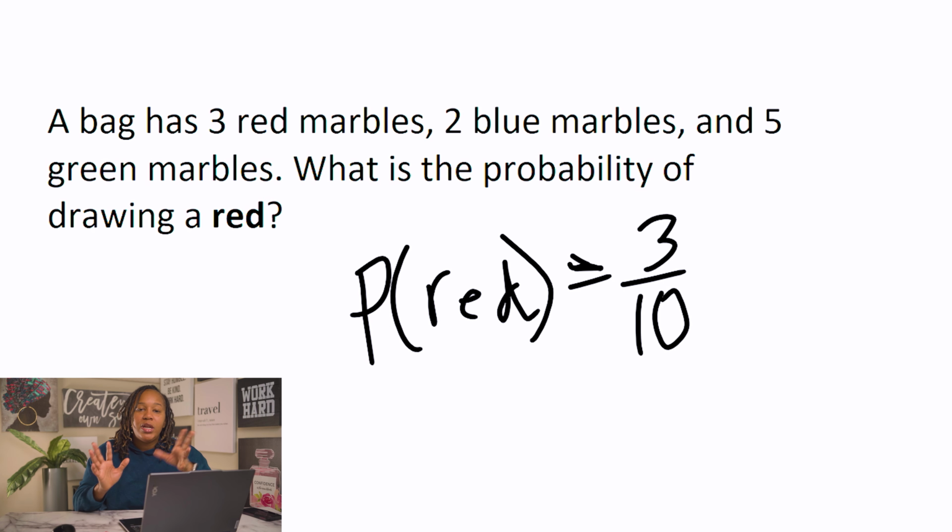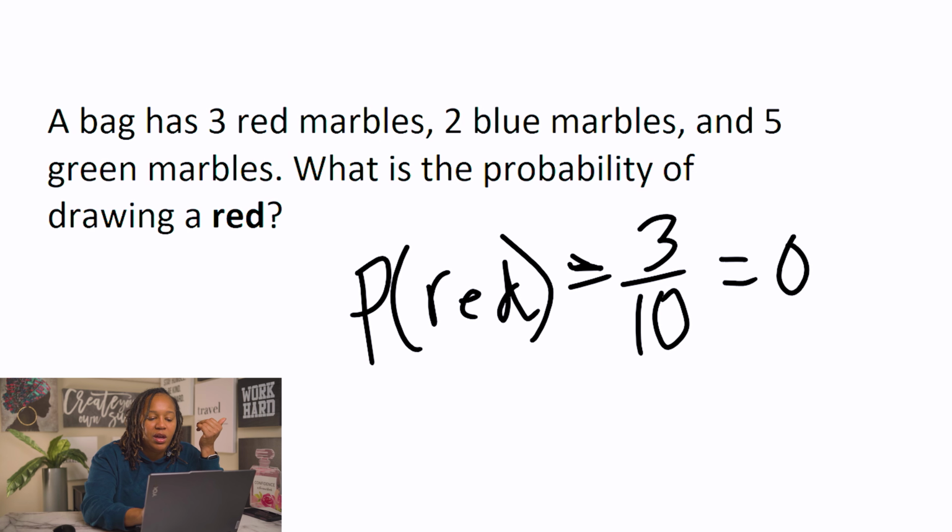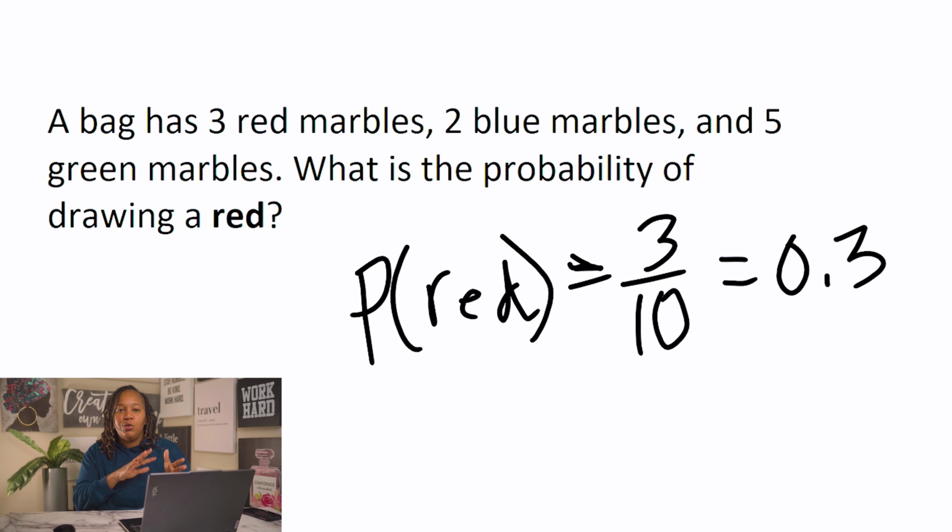Okay. Now, what does that mean? We talked about the number scale from 0 to 1 earlier. If you were to do 3 divided by 10, that would give you 0.3. Now, 0.3 is in that 0 to 0.5 range, which means it's unlikely that it will happen. It's a lower chance that I will pull out a red marble. And so that's how you would interpret the probability. That's an example of how you find the probability that a red marble is drawn on that problem. Let's look at one more example.